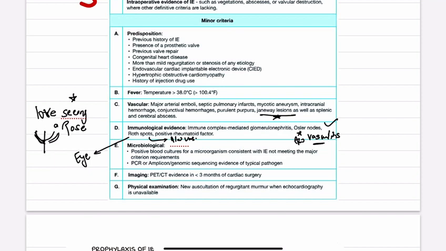For the microbiological minor criteria, this is a positive blood culture for a microorganism consistent with infection not meeting the major criterion requirement. Imaging less than 3 months of cardiac surgery. This is important, and I think this was the question. And in the physical examination, there are changes in the murmur. This is a new auscultation of regurgitation murmur when echocardiography is unavailable.